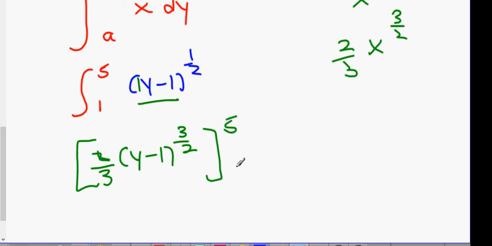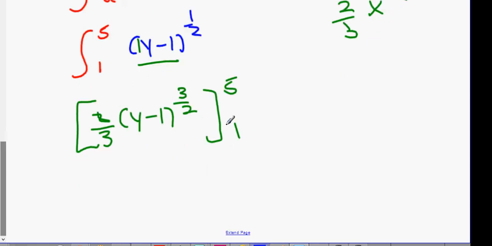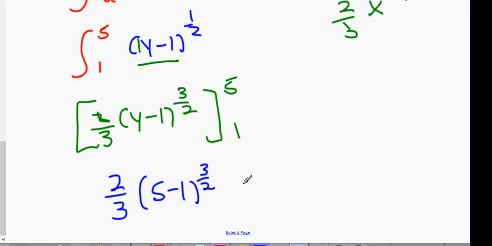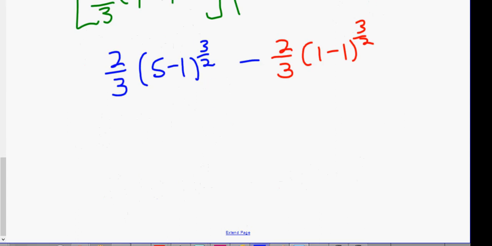Can I give 2 people 2 jobs? Can I have somebody on the calculator and somebody looking at the back of the book for the answer, please? So what we're going to get here is this: 2 over 3 bracket 5 minus 1 to the power of 3 over 2. Will somebody take care of that part? And then maybe somebody else can take the second part, which I'm pretty sure is going to be 0. So what's the answer here? Sorry? 32 over 3. Is that what it is here?